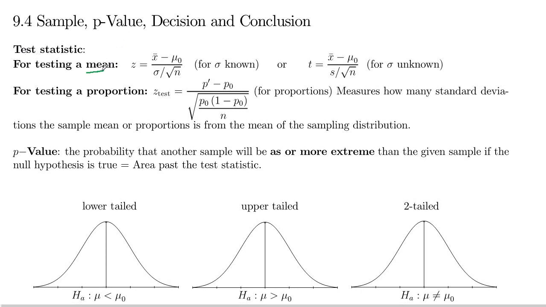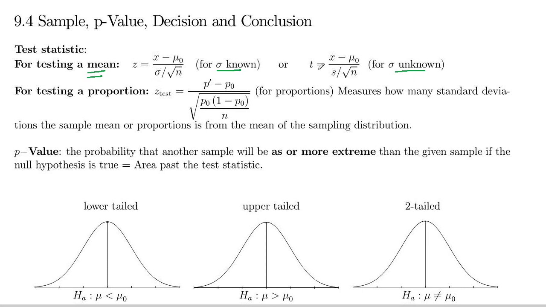So if you're testing the mean, then your test statistic is going to be x bar minus your hypothesized mean divided by sigma over root n. That's if sigma is known. If sigma is unknown, then you're going to use s down here instead of sigma, and then that's the t-distribution.